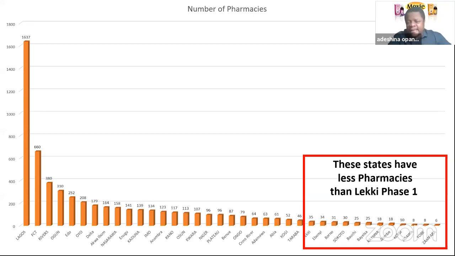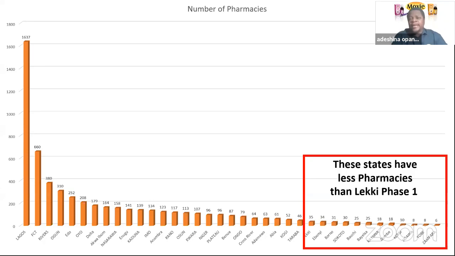It says that the last about 10 states of the Federation, starting from Ekiti to Ebonyi, to Borno, to Sokoto, to Bauchi, to Bayelsa, to Katsina, to Gombe, to Kebbi, to Jigawa, to Yobe, to Zamfara. All these states have fewer pharmacies than Lekki Phase 1 in Lagos. Lekki Phase 1 is just one estate in Lagos that has about 30-something pharmacies.